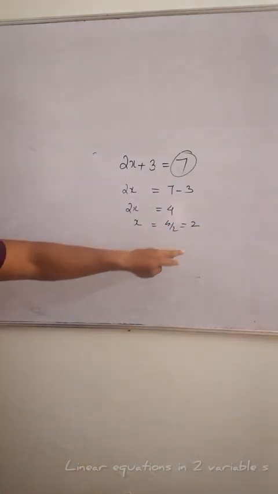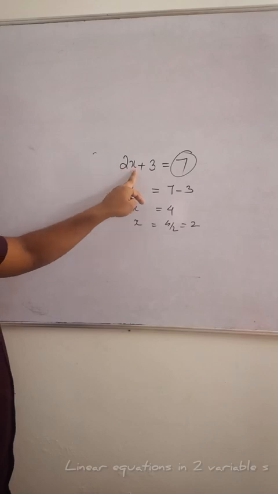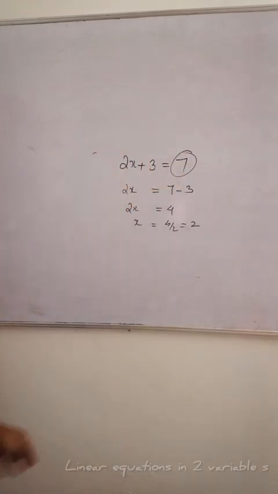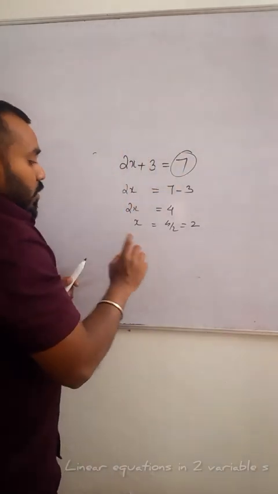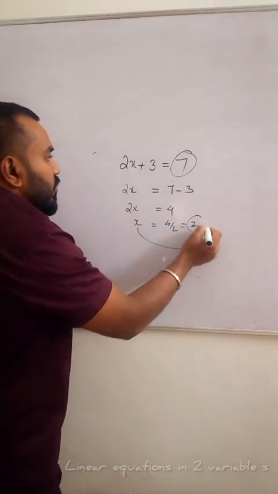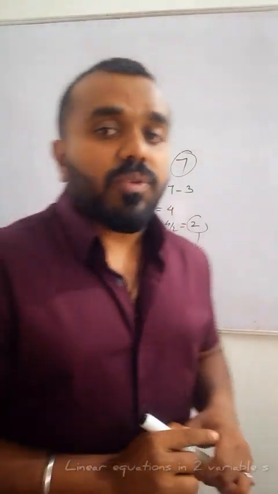And if you have any doubt, you can substitute this value here. So 2 into 2 is 4, 4 plus 3 is equal to 7. I'm getting that. Or you can say that this value x is equal to 2 satisfies this expression. So this is known as the solution.